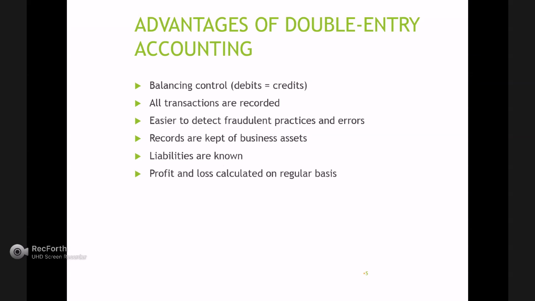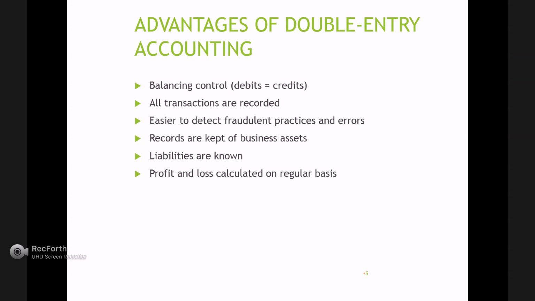It is important. Sometimes the double entry system is not completed. You enter one transaction, the debit transaction happens, but sometimes the credit transaction is not entered in the books of accounts. All the transactions are recorded in the double entry system. It is easier to detect fraudulent practices and errors. So if you are following the double entry system, you can identify the errors and fraudulent records.